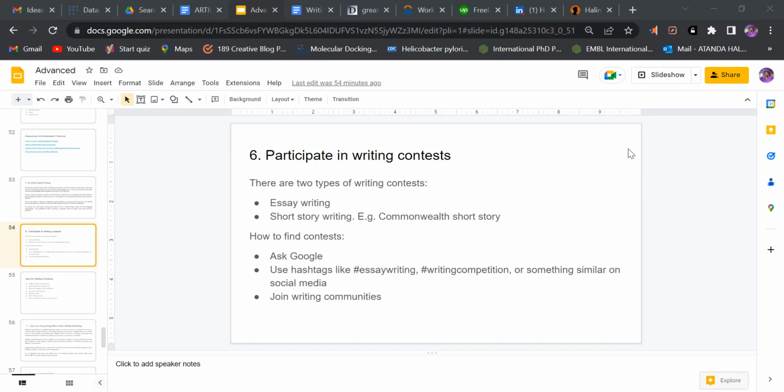So there are two types. For essay writing, it's usually non-fiction. So you're permitted to cite, you're permitted to use real life stories, you're permitted to even use fictional stories, you're permitted to quote people, to use data and all of that. Then the short story writing is mostly fiction. An example is the Commonwealth short story.